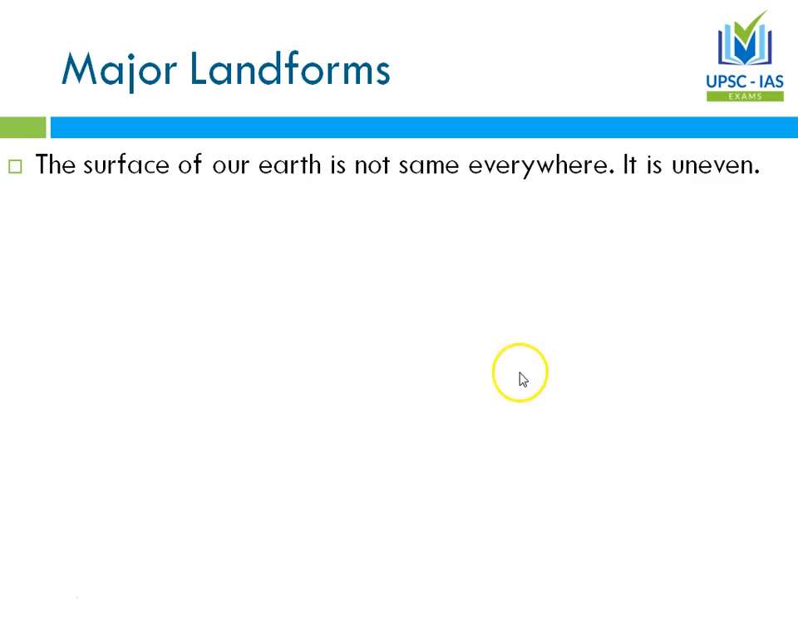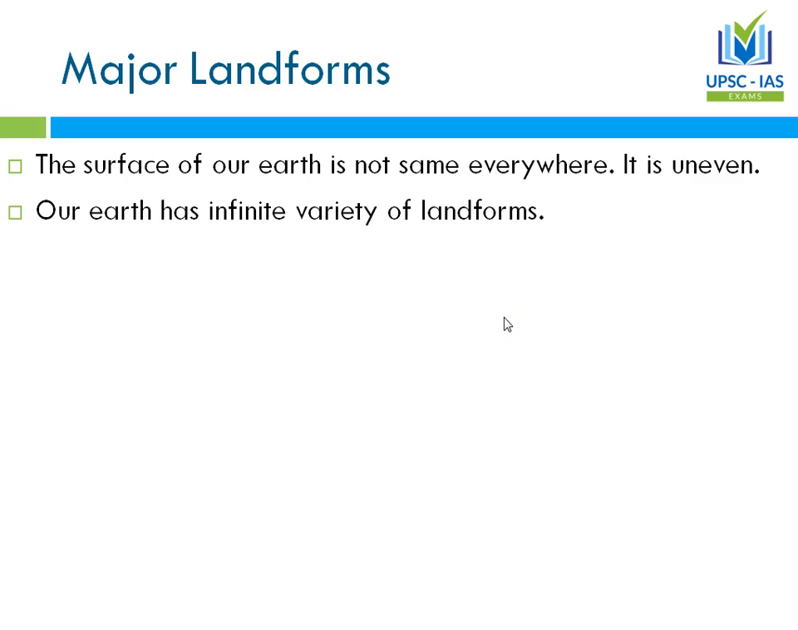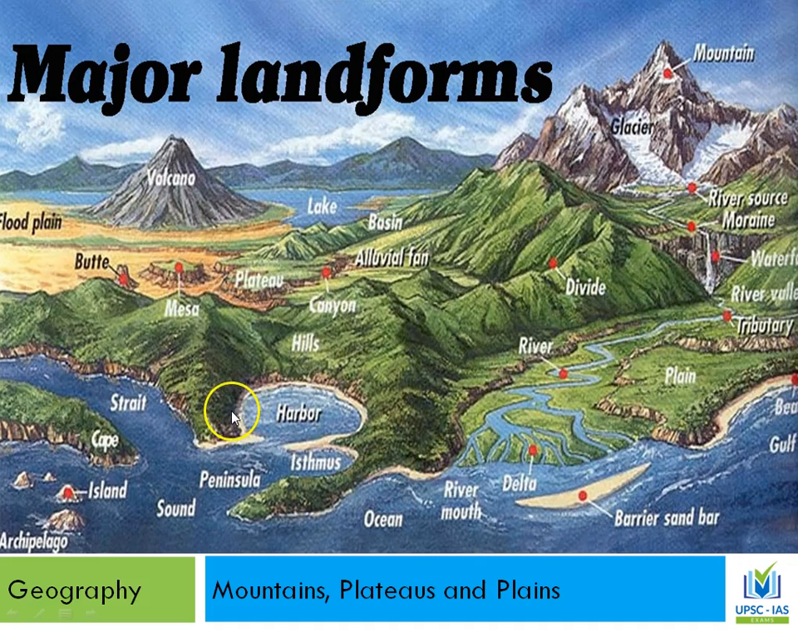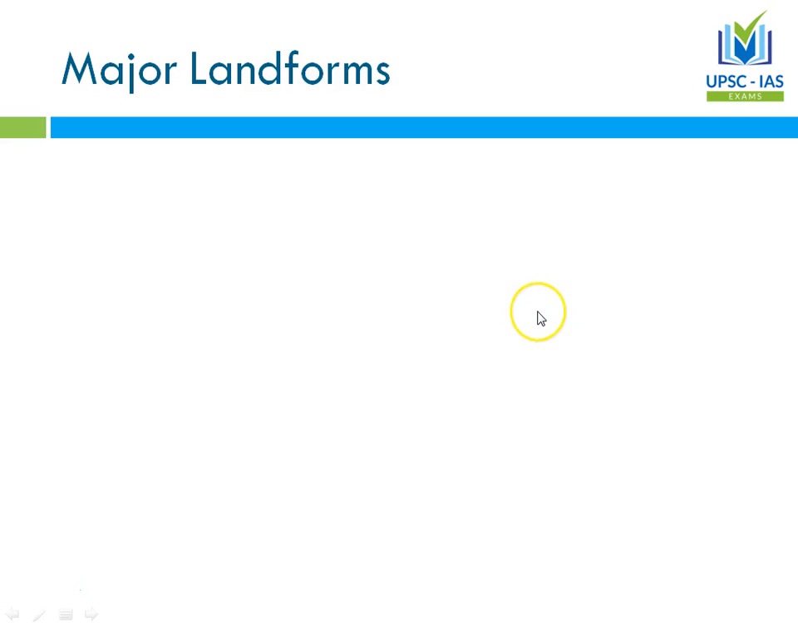Now the surface of our Earth is not the same everywhere, right? It is uneven. And our Earth has an infinite variety of landforms. There is no fixed variety, but an infinite variety of landforms. As you can see from this picture, there are many different things. But at present you don't have to worry about all these different things. We are going to focus on these three things, and I'm sure as we move ahead, based on these three things, you'll be able to understand all these tiny details that you can see on the screen, right?